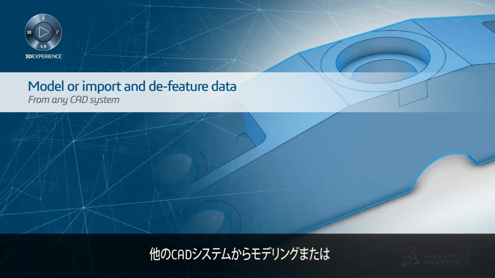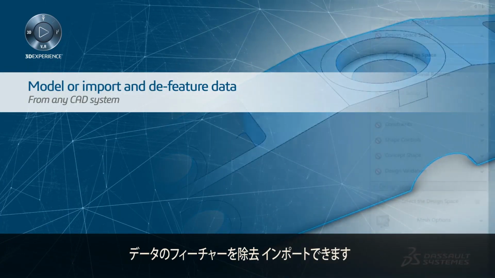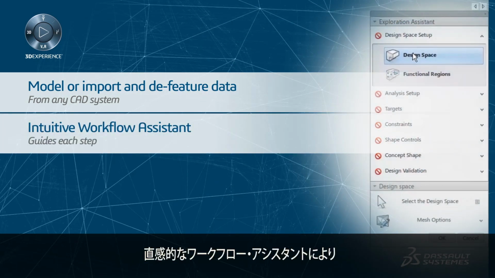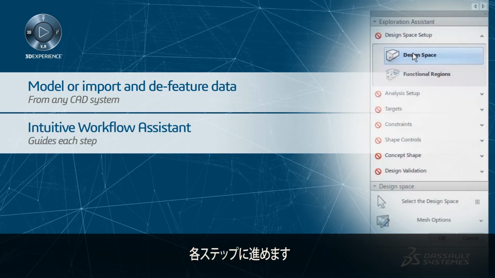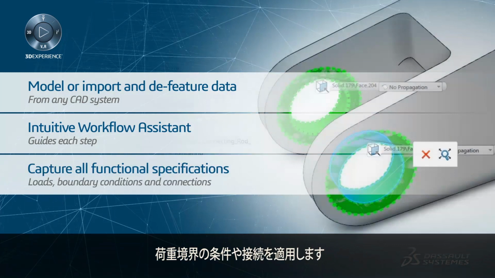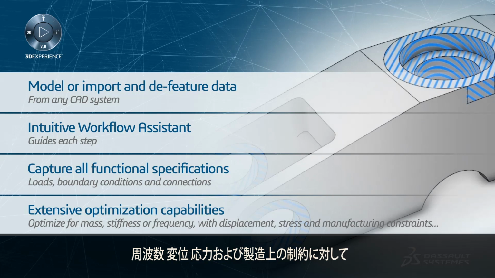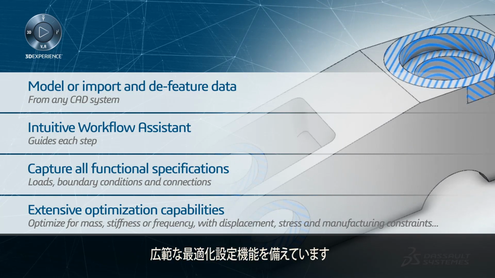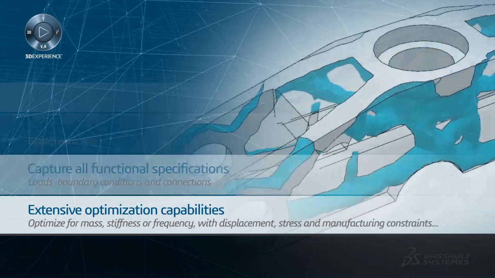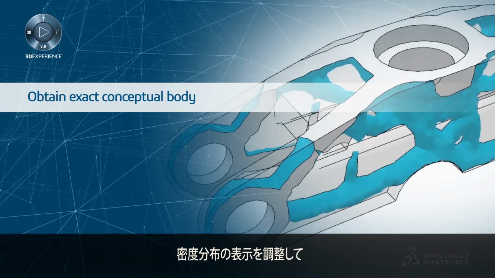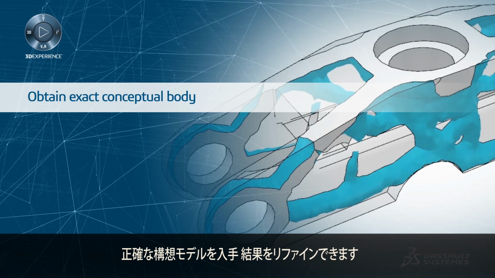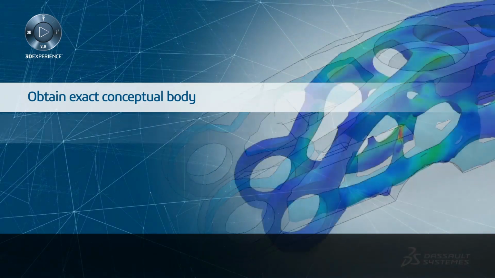Model or import and defeature data from any CAD system. Intuitive Workflow Assistant guides each step. Apply loads, boundary conditions, and connections. There are extensive optimization setup capabilities for frequency, displacement, stress, and manufacturing constraints. Density map display can be adjusted to refine the result and obtain an exact conceptual body.